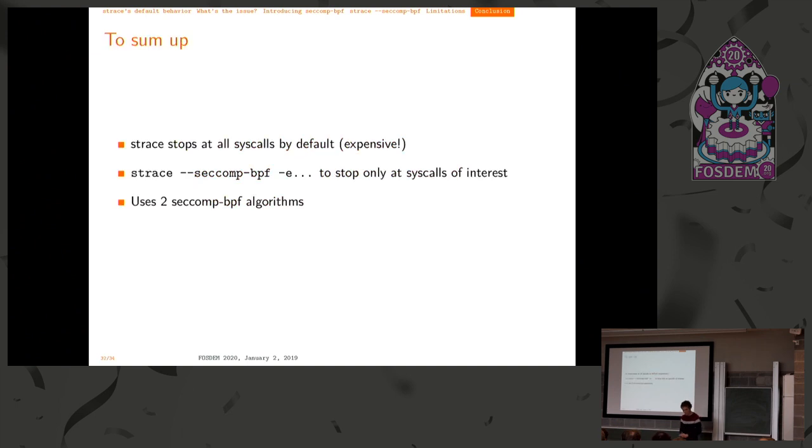Okay, to sum up, first we've seen that strace stops at all syscalls by default, and that's very, very expensive because of context switches. In addition, we've seen that the seccomp BPF option, when you're using filters on your syscalls, allows you to stop only at syscalls of interest. And we've seen the two different seccomp BPF algorithms that we're using in strace to implement this match over syscalls.